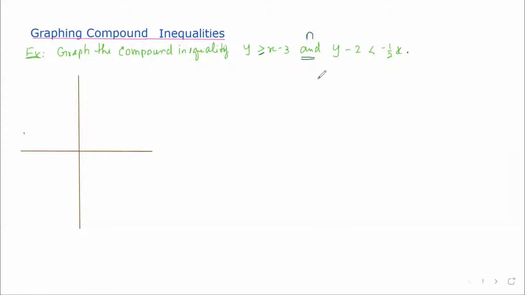After you plot the graph, you have to find the intersect area. Find the shaded area, the intersection. The other inequality is y minus 2 less than negative 1 over 2x.